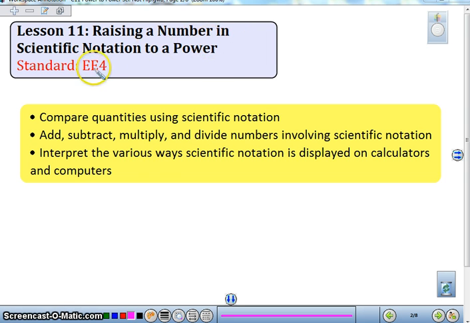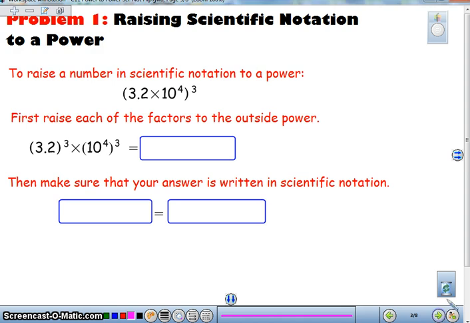Raising a number in scientific notation to a power. We're going to compare our quantities using scientific notation. We should be able to add, subtract, multiply, and divide, and then display it on our computers and calculators. Our rule before, remember, when we had x to the fourth and we raised it to the third power, we multiplied. We took x to the 4 times 3 and ended up with x to the 12th.